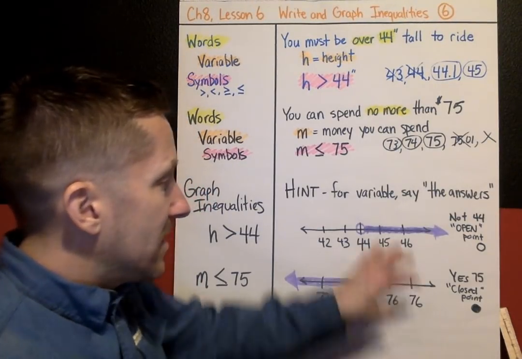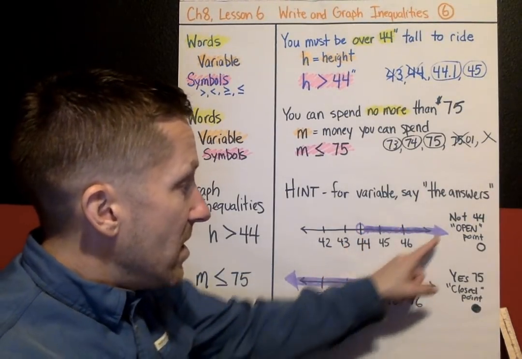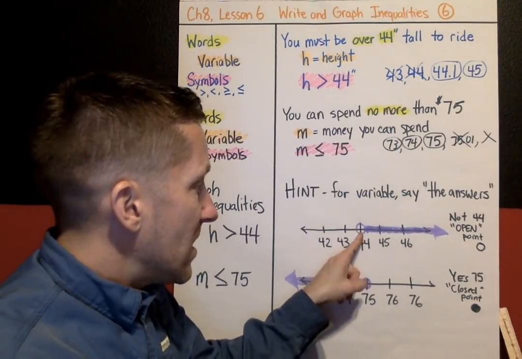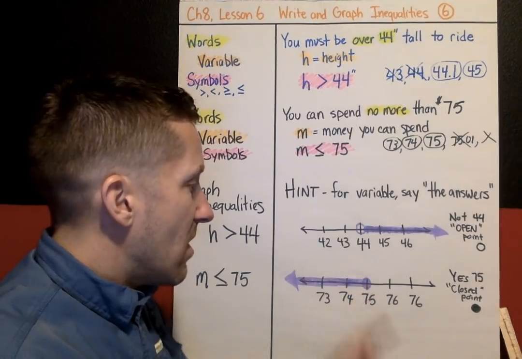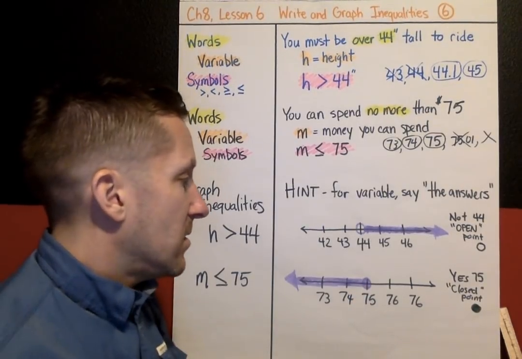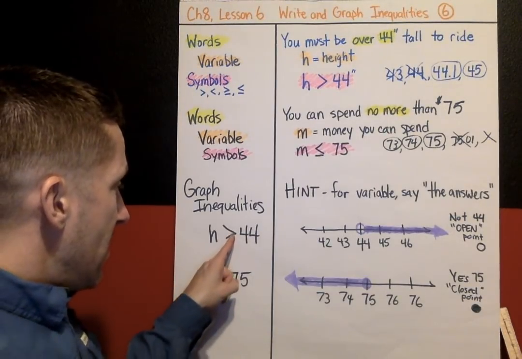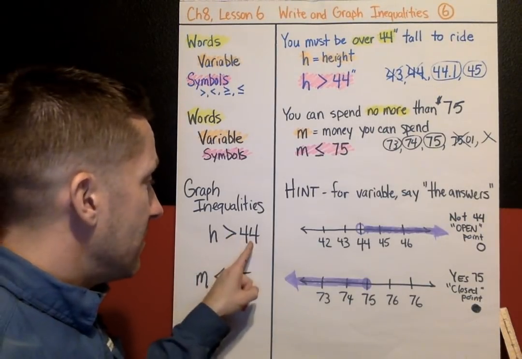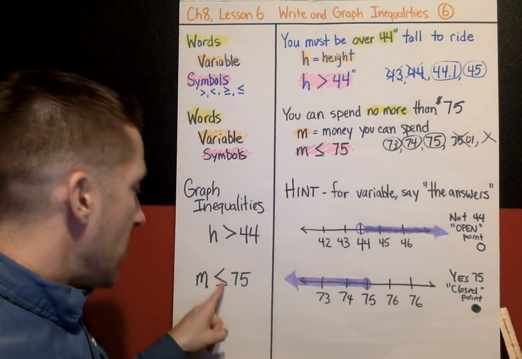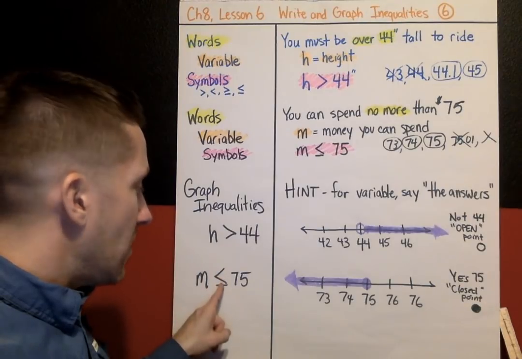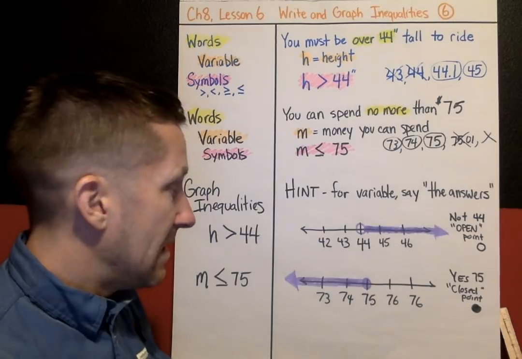Okay, so big ideas. This is new for most kids. This will take some practice. Just remember, open point means you're not including that point. Closed point means you are including that point. So that really comes down to this part right here. If it's greater than or less than, you're not going to include this. If it's less than or equal to or greater than or equal to, you will be including that point and you will be filling it in.